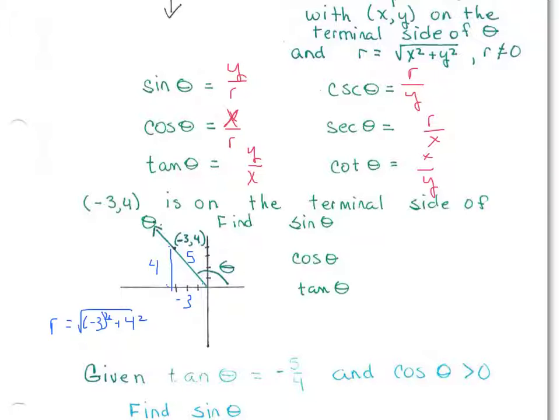So what's the sine of theta in this angle? 4/5, because it's y over r. What's the cosine? -3/5. And the tangent? -4/3.